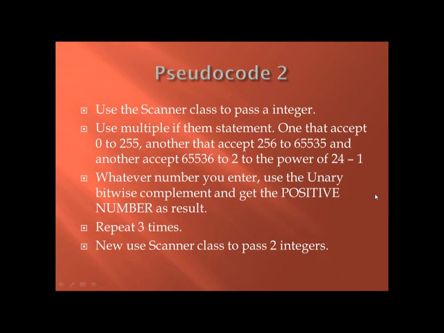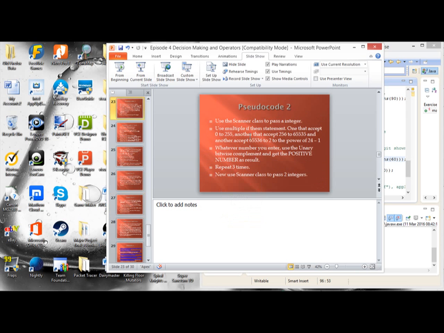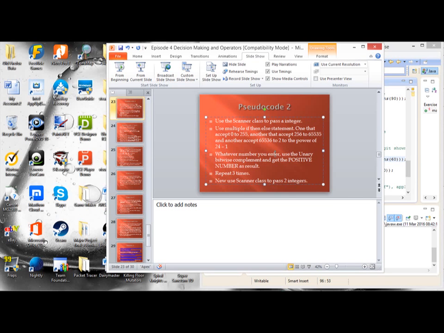Here I'm going to use the Scanner class to pass an integer. Now I use an if then else statement. Sorry, if then else. One that accepts 0 to 1, and another that accepts 0 to 2 to the power of 24 minus 1. And you see that whatever number you enter, you use a Unary Bitwise command to get the positive number as a result. But repeat 3 times.